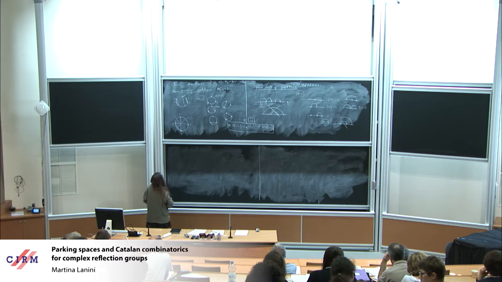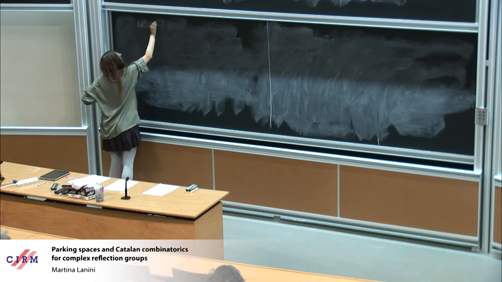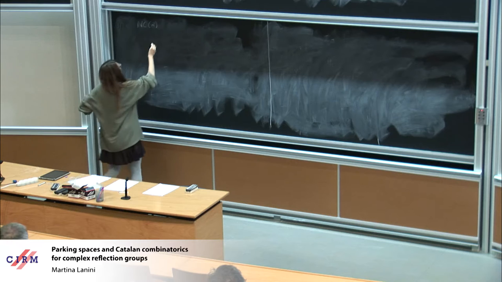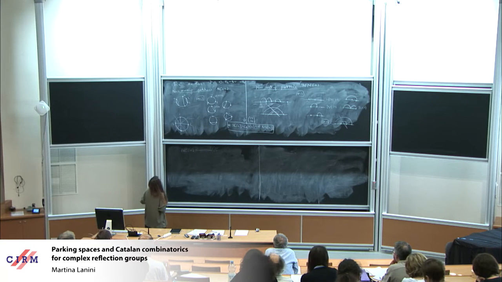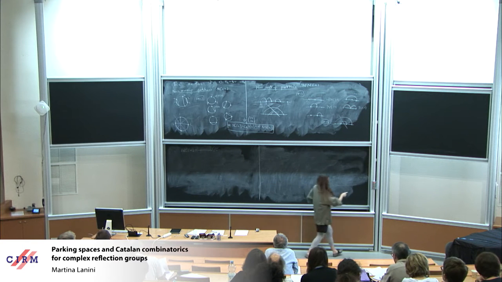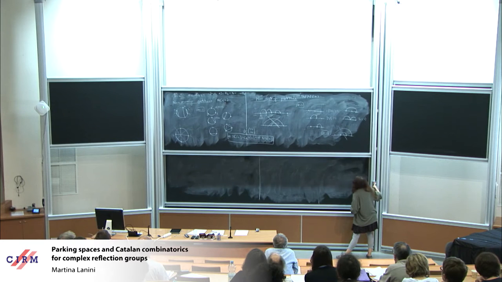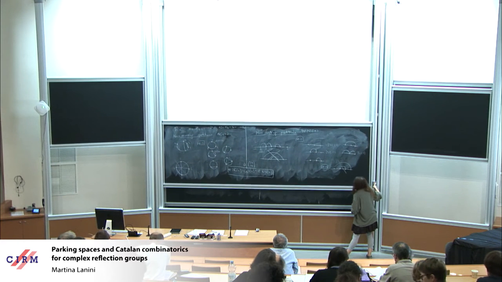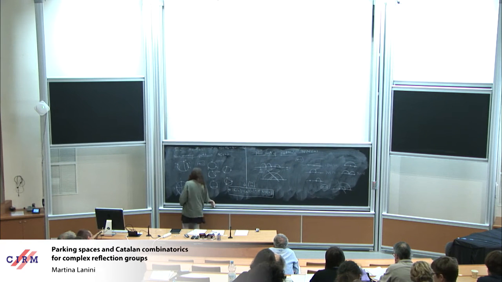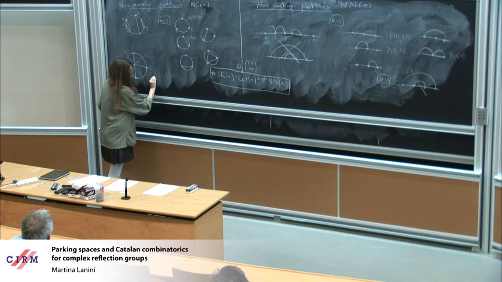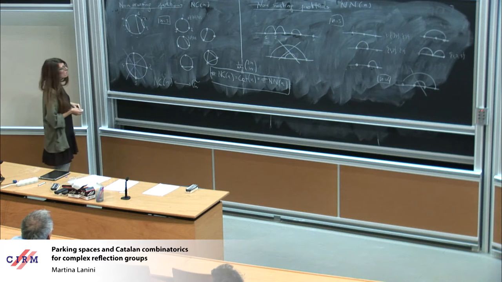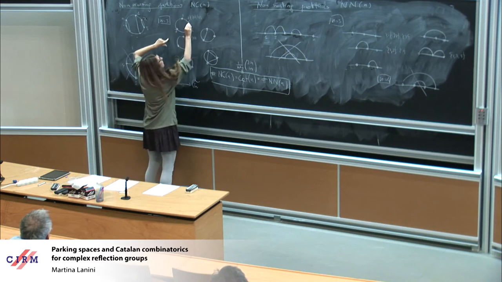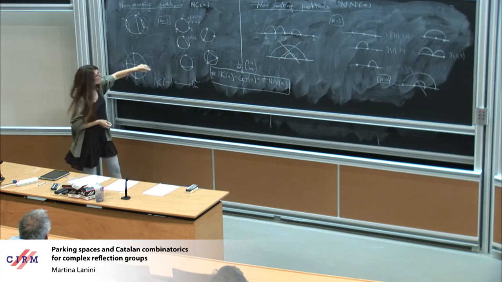So the key thing is that if we look at non-crossing partitions of N, we can in fact embed them in the symmetric group over N letters. So what I was saying is that we can embed these non-crossing partitions inside the symmetric group. And the way you do it is you replace these brackets with these brackets.